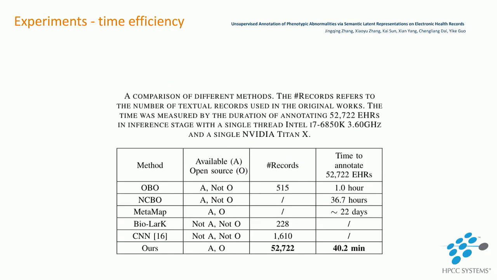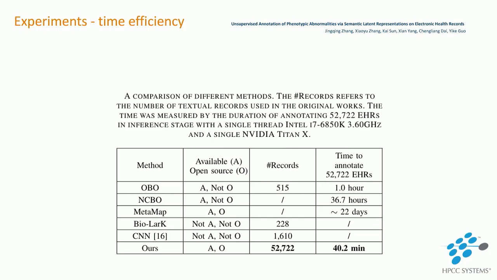So we basically compared two objectives: one is the efficiency of the model, and the other is the accuracy of the model. We compare our model with the other currently available methods, like the OBO and CBO methods. All these methods are information retrieval-based methods. So we can observe that they suffer from low efficiency, which means that based on the indexing or retrieval, it takes quite a long time to find the phenotype information from the EHRs. And if we consider only the inference time, our method is more efficient than all the others.